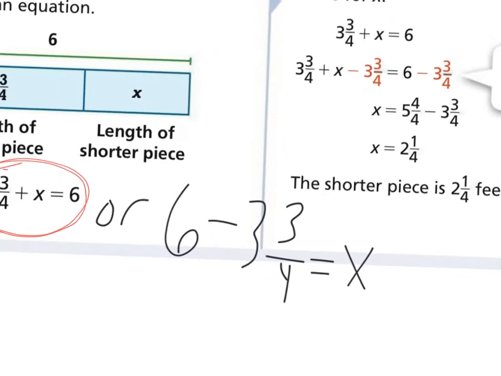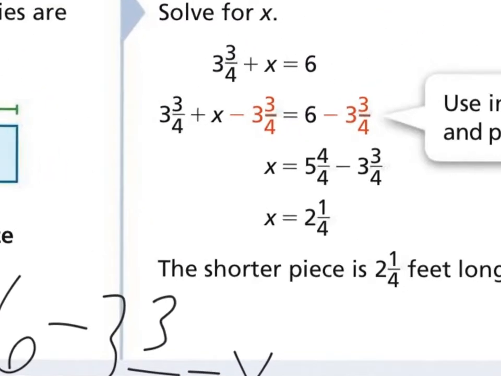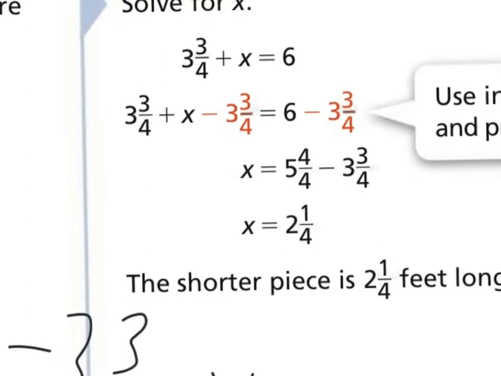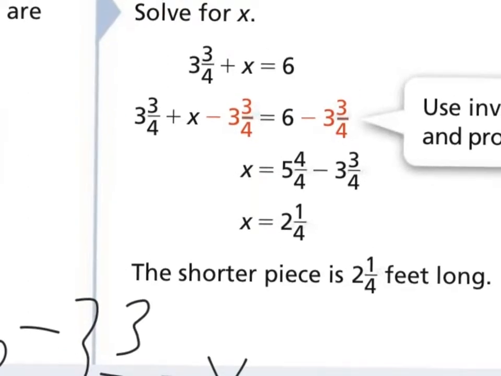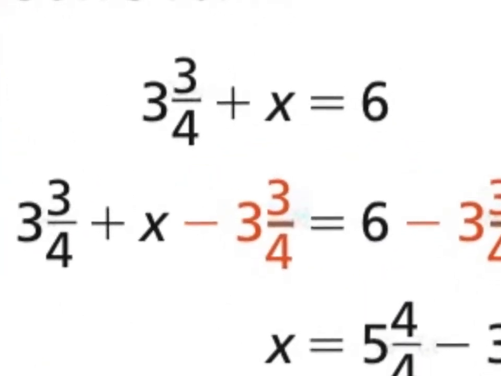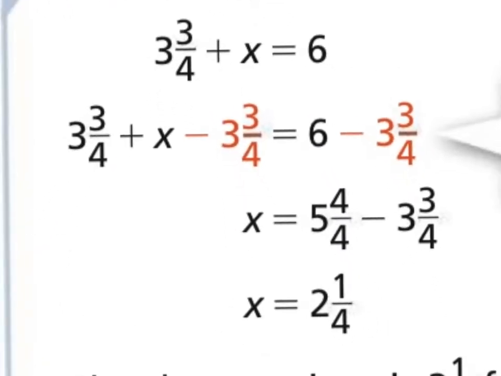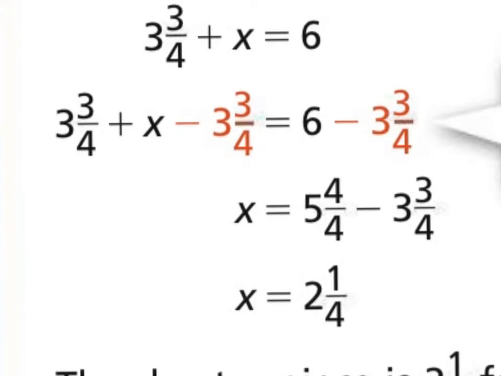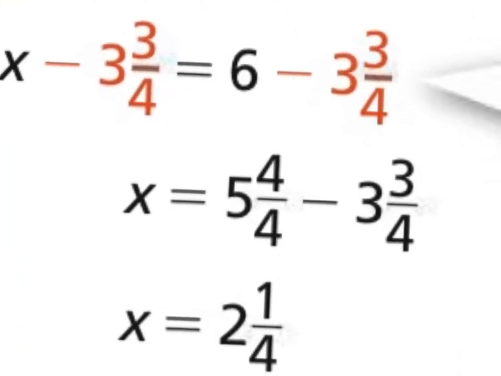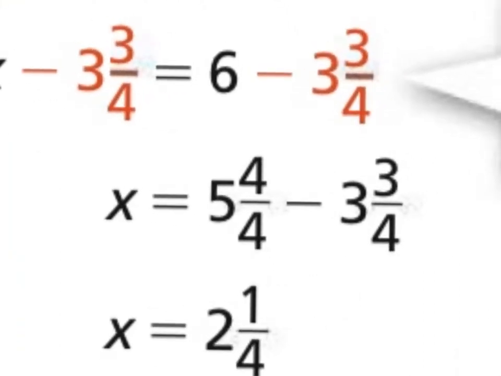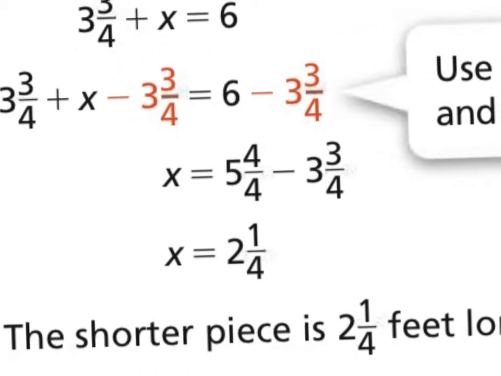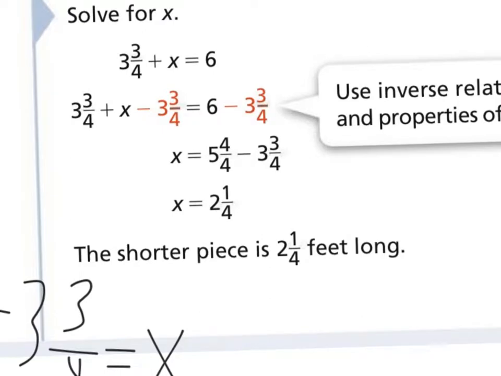If you did it the way they did, we would be solving the equation kind of like this, only we would probably write ours underneath. You can see they are adding here, so that means we need to subtract. They subtracted 3 3/4 from both sides. Now, in order to do that, 6 minus 3 3/4, we have to borrow or rename the 6 as 5 4/4, and then you can subtract and you get 2 1/4. So 2 1/4 feet long.